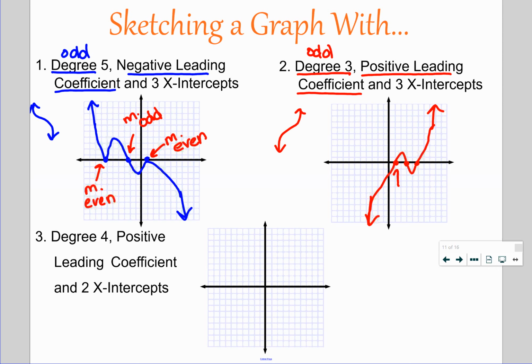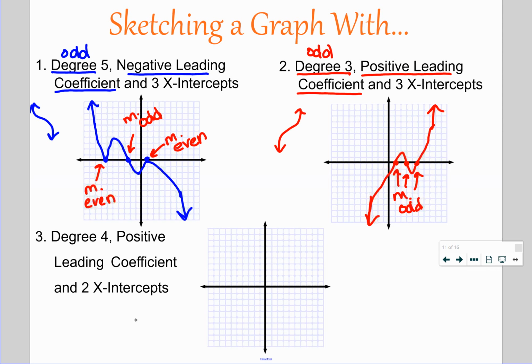Each of these x-intercepts is multiplicity odd, which means they each occur 1 time because I have a degree 3 polynomial. And remember, we can't have any more zeros than our degree. Okay.